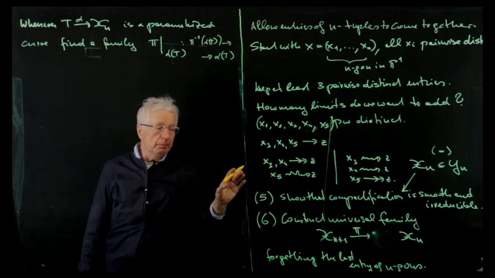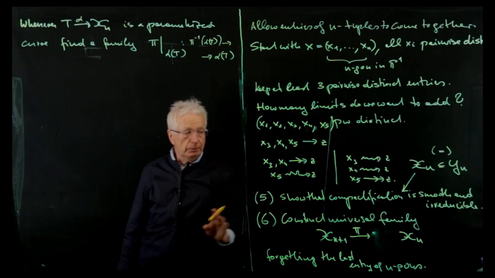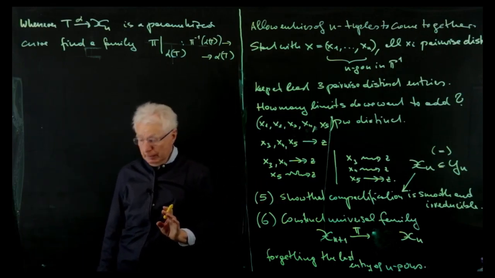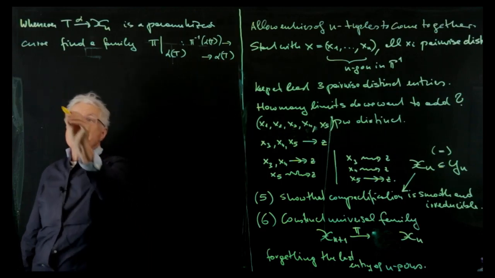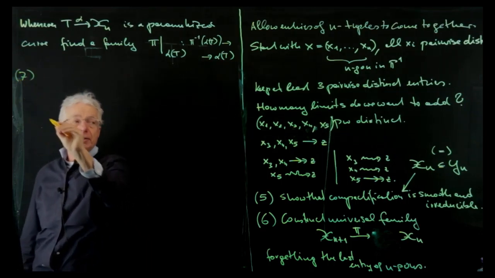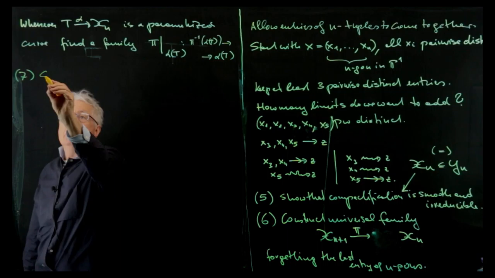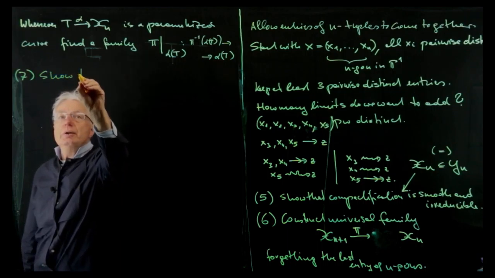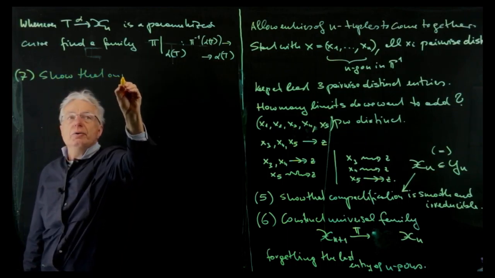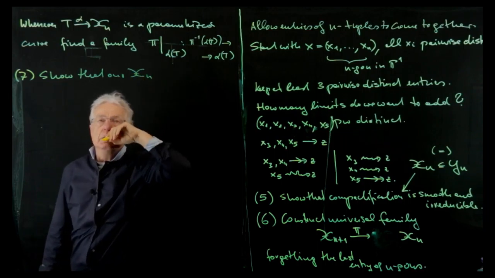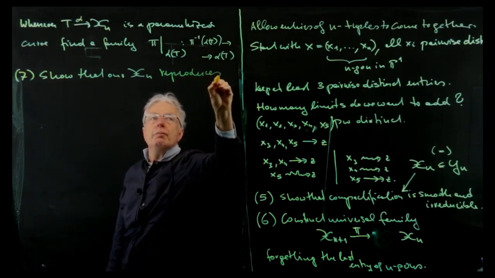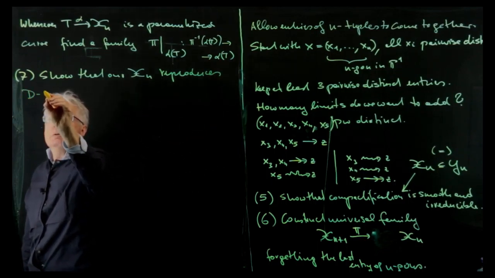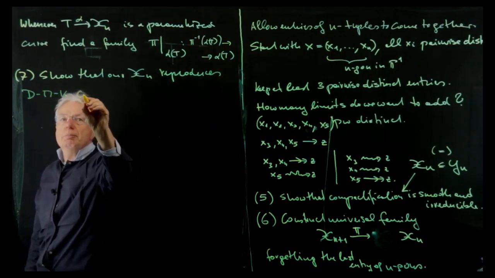But just remember, we had a concept of universal family for moduli problems. And the last objective which we will have is that our constructions show that our Xn reproduces the Deligne-Mumford-Knudsen compactification.